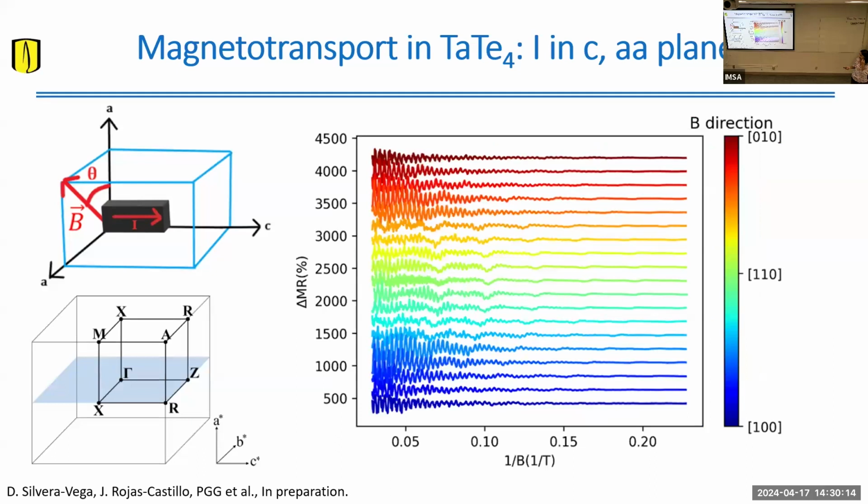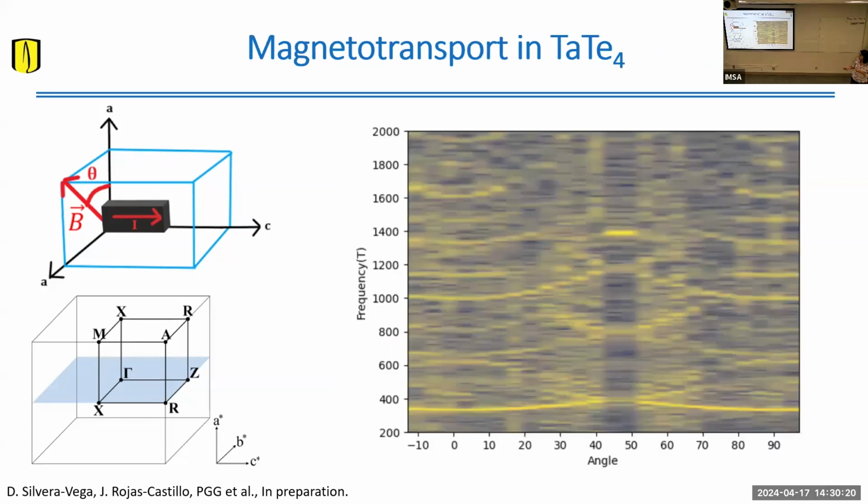All right. So we take our magnetoresistance, beautiful, as a function of inverse field. We plot our Fourier transform as a contour plot, so you can see all the frequency components. And now what? I didn't have the information of a nice simple Fermi surface. What can I do with this?